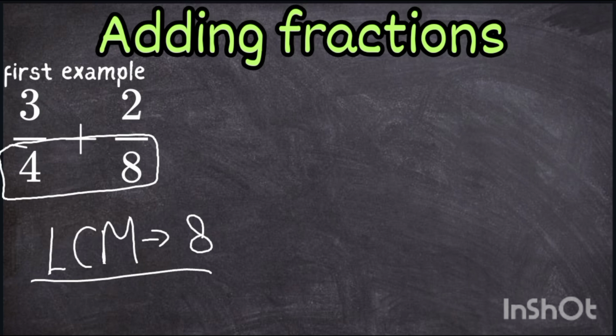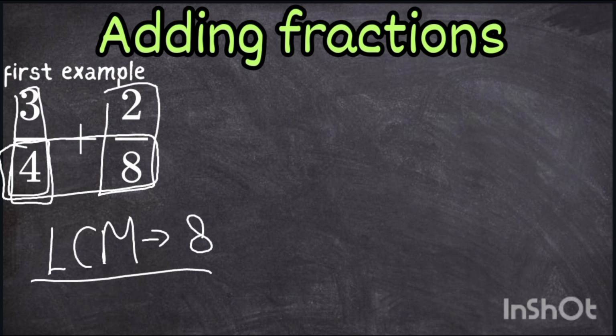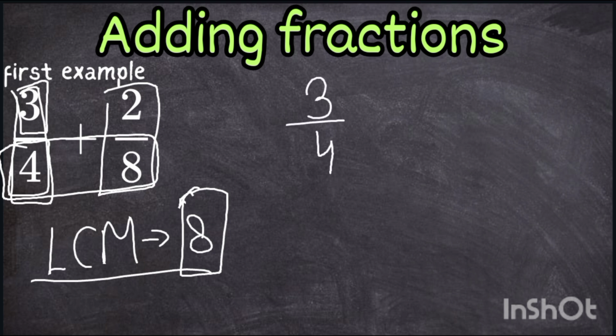As you can see, 2/8 already has the denominator of 8, so we don't need to convert anything in that. But 3/4 has a denominator of 4, so we need to convert this 4 into the denominator of 8, and side by side we also have to convert the numerator. So we need to see what we multiply with 4 to get 8.